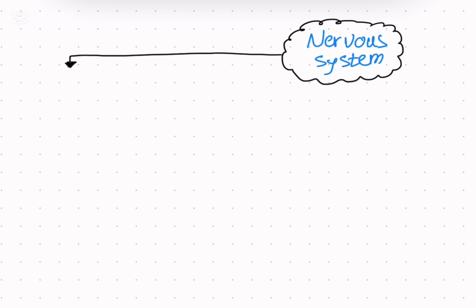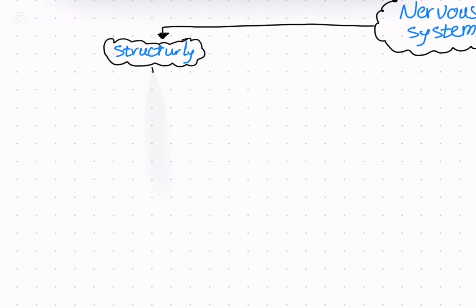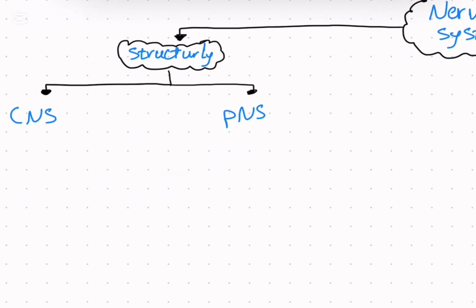The nervous system is divided structurally into the central nervous system, or the CNS, and the peripheral nervous system, or the PNS. The term central in the central nervous system refers to the fact that it serves as the main processing center where all the incoming information from different parts of the body is interpreted and from which all the outgoing commands or orders are issued.